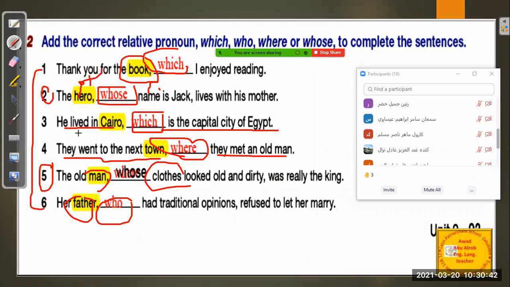Whereas number 3 and 4 are different. In number 4, he talks about the town as a place they met in, so here where is necessary. And number 3, he talks about Cairo as the subject of the sentence here. It's not the same as who. It's non-human, so we use which. Is it clear? Have you got the point? Okay.